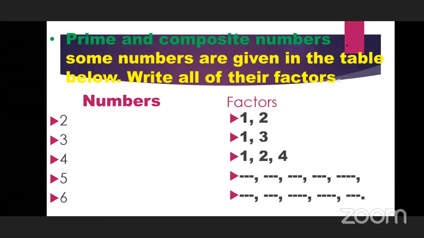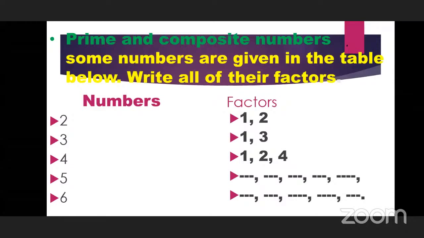See, students, in the examples given, we see only two factors for the numbers 2 and 3. But in the case of 4, there are more than two factors. There are three factors: 1, 2, and 4. So here we know that prime numbers have only two factors and composite numbers have more than two factors.